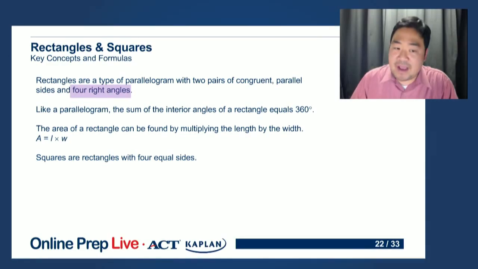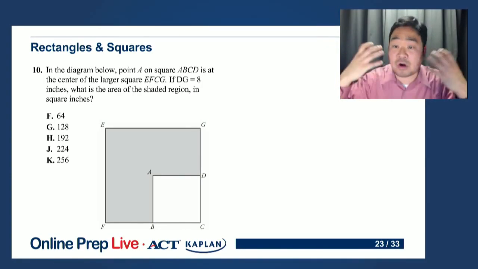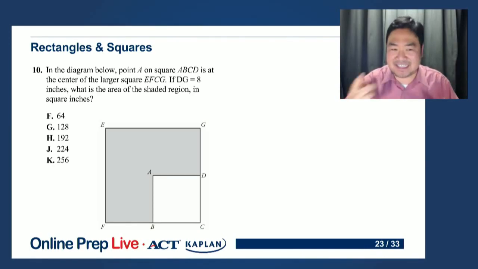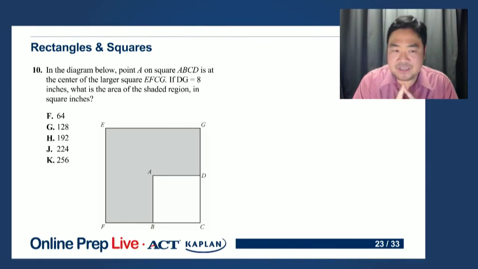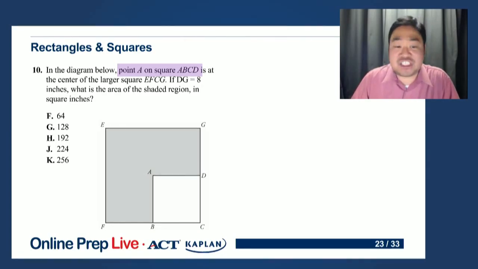And squares, again, being rectangles with 4 equal sides. Let's take a look at a question about rectangles, squares, and things like that. Take a look at number 10. Notice number 10 gives us a very similar concept to what we saw in the previous question. Point A on square ABCD is at the center of the larger square EFCG. So A is right in the middle, right there. DG is equal to 8. What is the area of the shaded region in square inches?